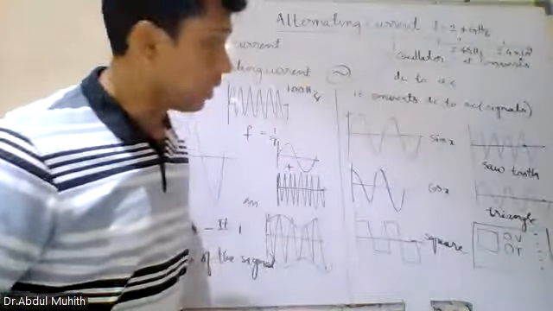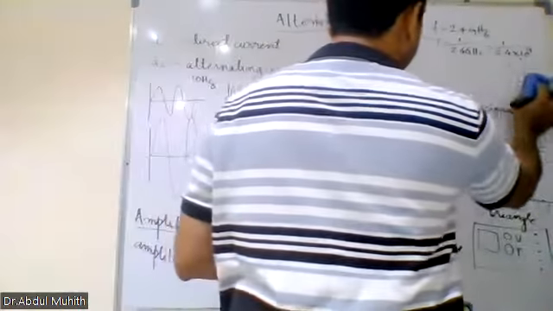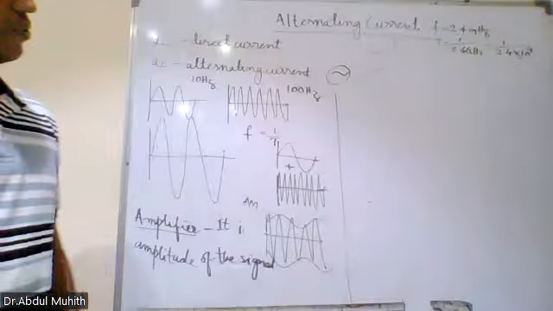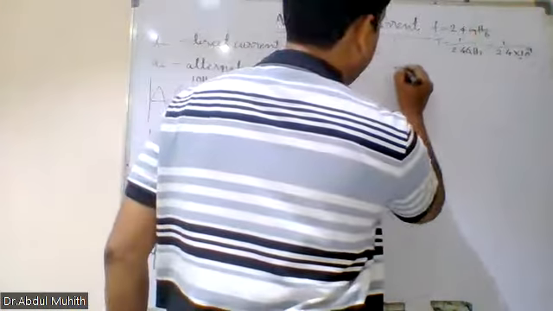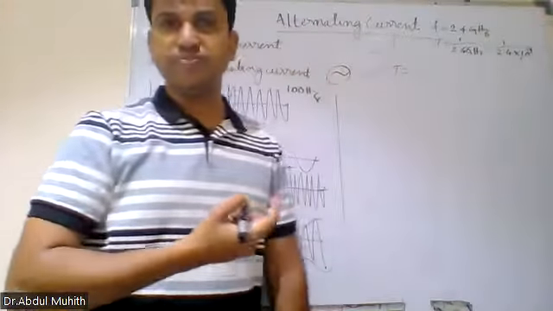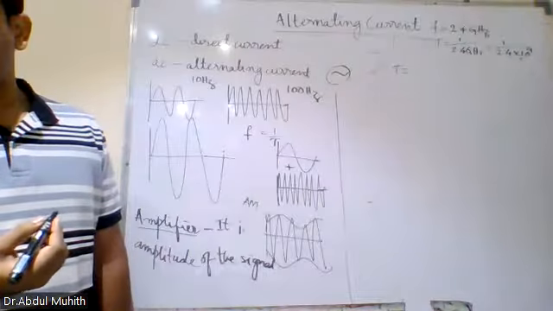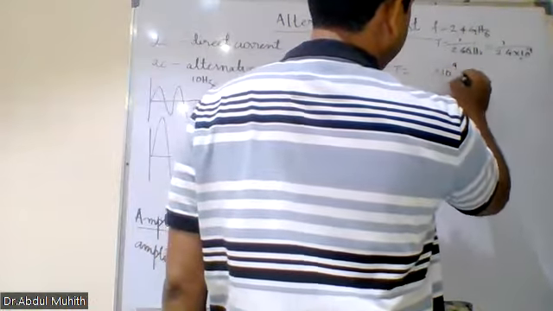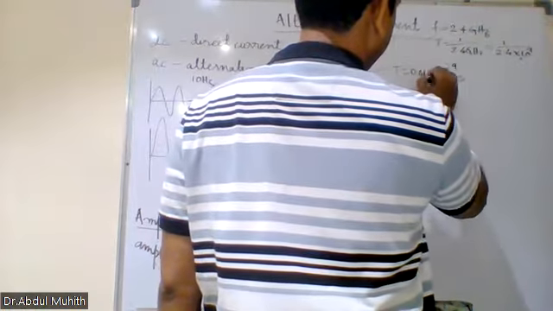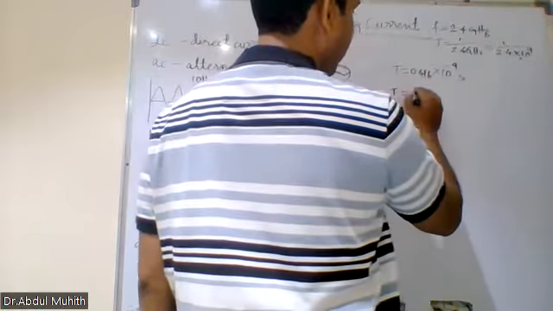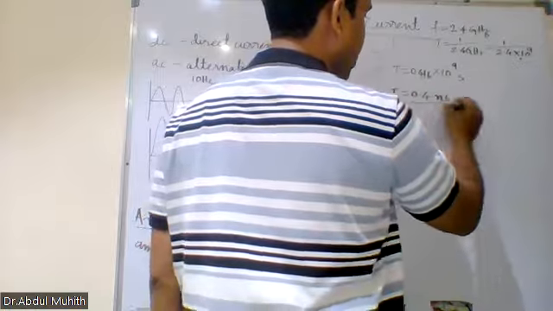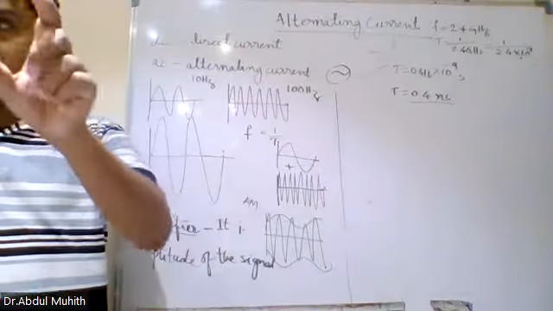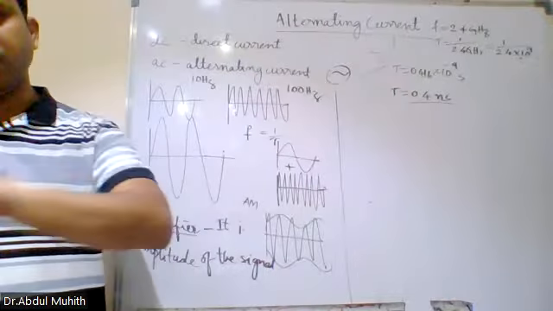So the time period is 1 by 2.4 into 10 to the power of minus 9 seconds, which is 0.416, so we can say about 0.4 nanoseconds. This means the frequency oscillator is fitted on the motherboard, in everything.